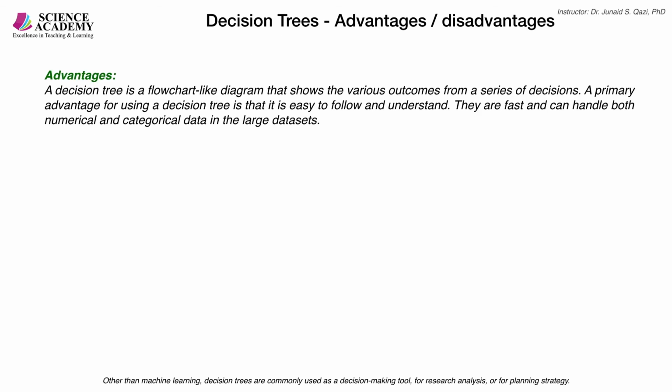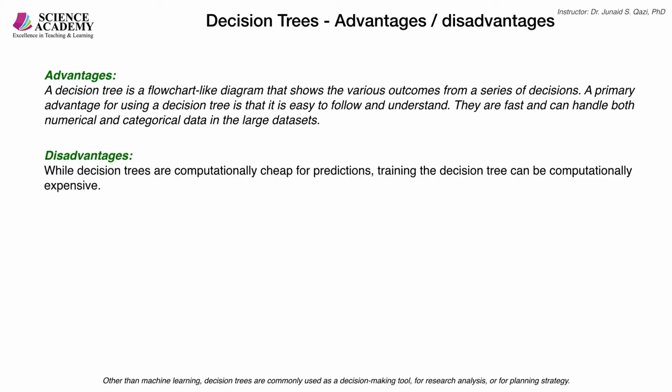So, now let's talk about the advantages and disadvantages of decision trees. A decision tree is actually a kind of flow chart that yields various outcomes based on a series of decisions or questions. One of their primary advantages is that they are easy to follow and understand. Decision trees are fast and can handle both numerical and categorical data in larger data sets.